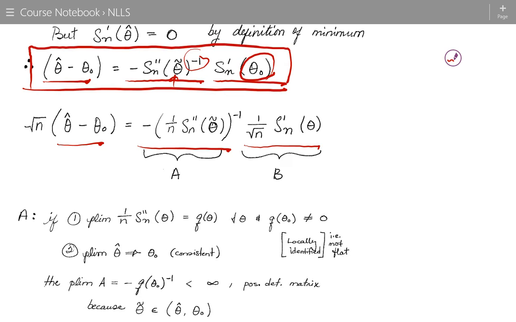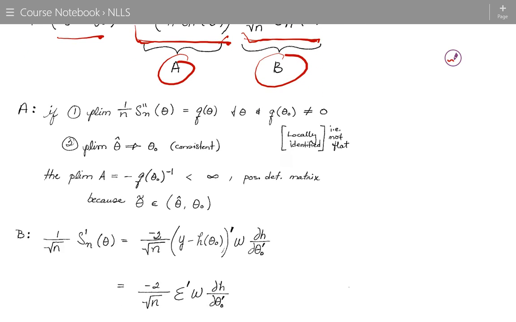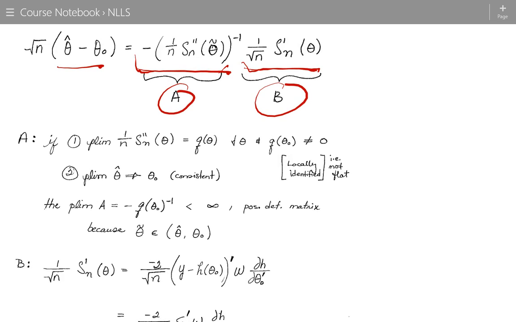This is looking very familiar. This is exactly the strategy that we took with maximum likelihood, only that the terms are slightly different in terms of the function being optimized. Let's call this first term a and the second term b and evaluate each of these. So if it's the case that the p-lim of 1 over n times the second derivative at a theta converges to a constant matrix for all theta, and for theta naught it's not equal to 0, which means that this is the matrix of second derivatives, and if it's not equal to 0, that means that it's not flat, which means it's locally identified.